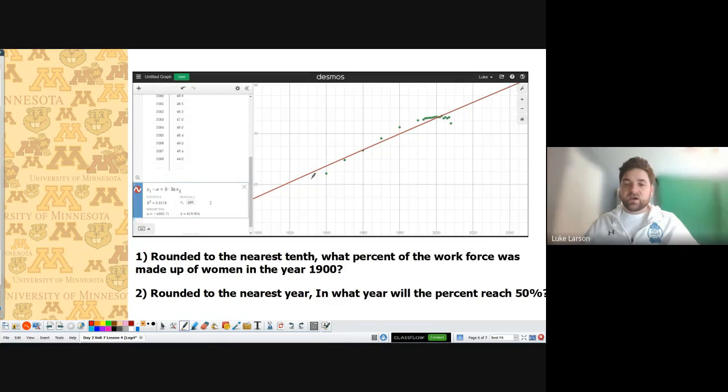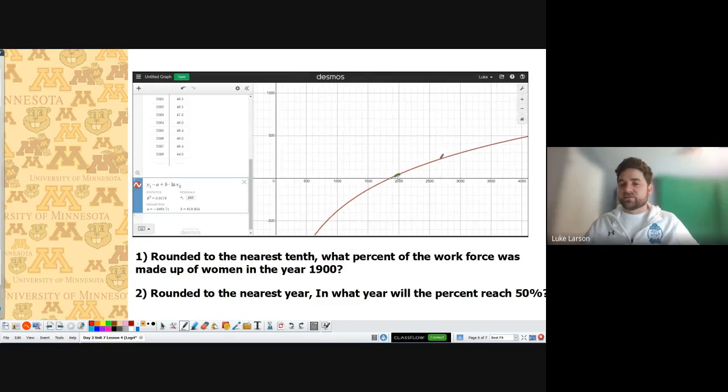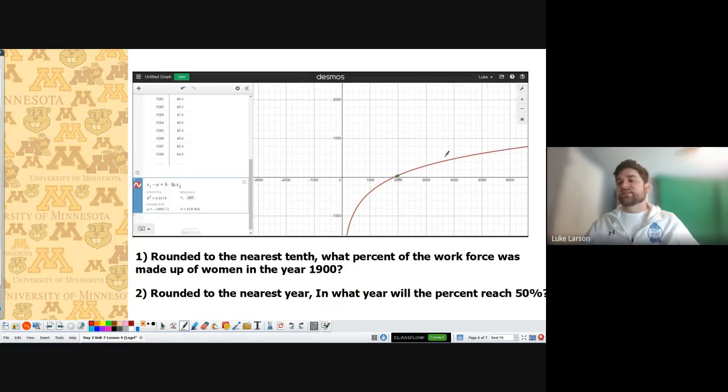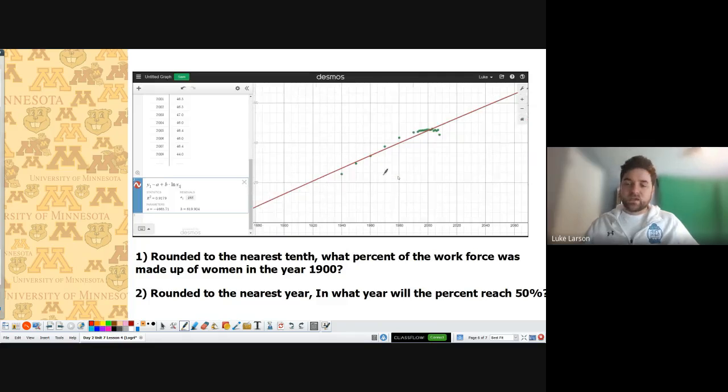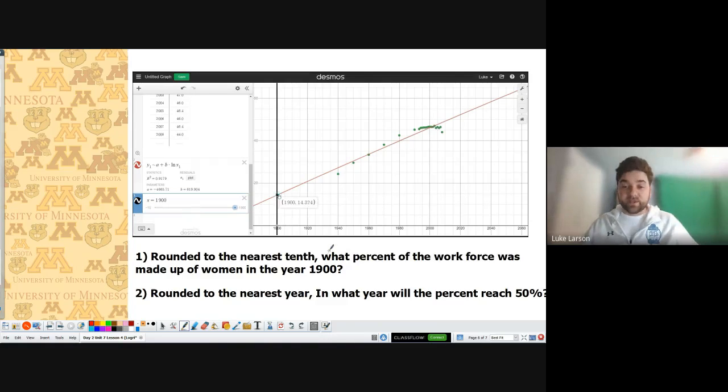I think I zoomed out here. There we go, zoom out. So you can kind of see, oh yeah, there it is, it's a curve. Zoom back in. I think I zoomed out really far this time, so you can really see the logarithmic curve that it is. All right. So X equals 1900, because I want to know what percent of the workforce was women back in 1900, and it's 14.3%.